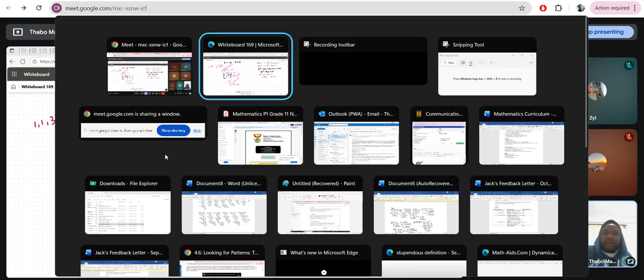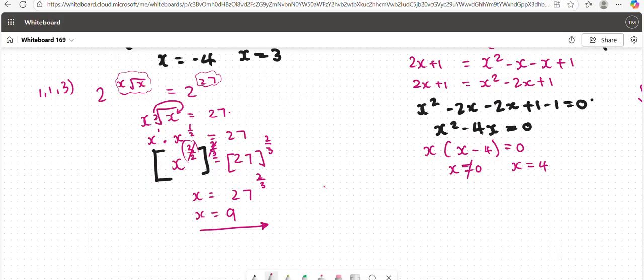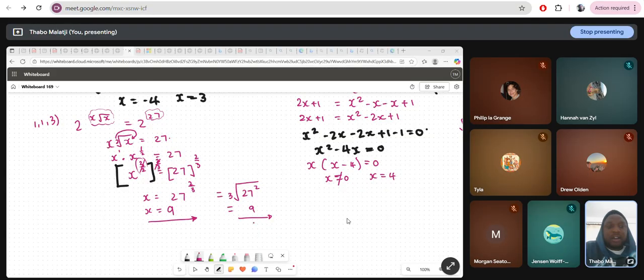But by the way, if we didn't know what 27 to the power of 2 over 3 is, we could have changed it back into a cube root with the 27 squared, and you work with that, and you should eventually still end up with a 9. So that's another way you could have solved that. But yeah, you definitely can use a calculator for that.